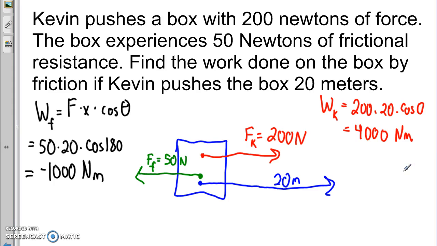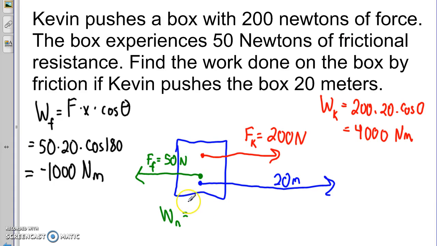And then finally, there's one other thing we could do here. We can find the net work done, so W_N for the net work done. If you're looking at the net work done, there's two ways to find it. One way is, you could add up the pieces of work that are present. You have negative 1,000, you have 4,000, add those together. As you might guess, you're going to get 3,000 Newton meters of work. Makes sense.